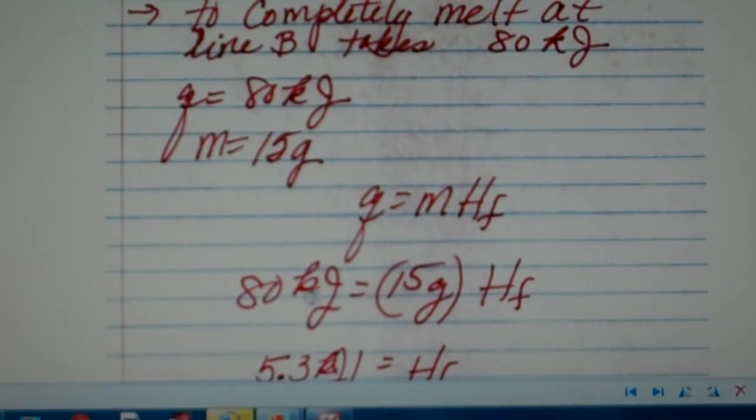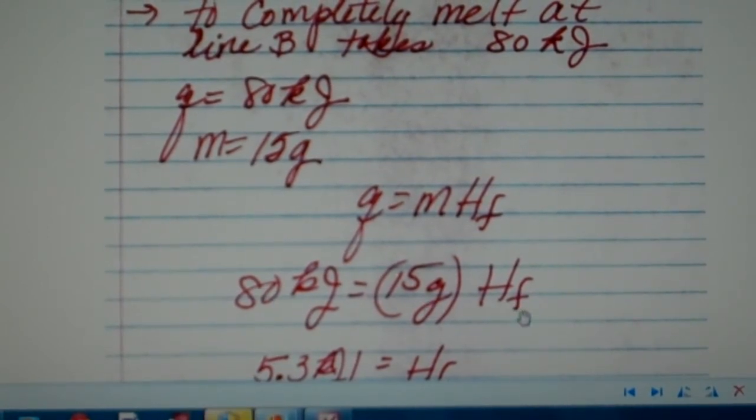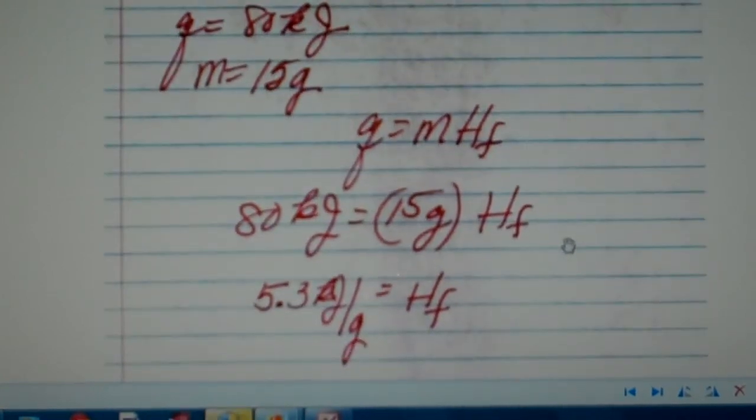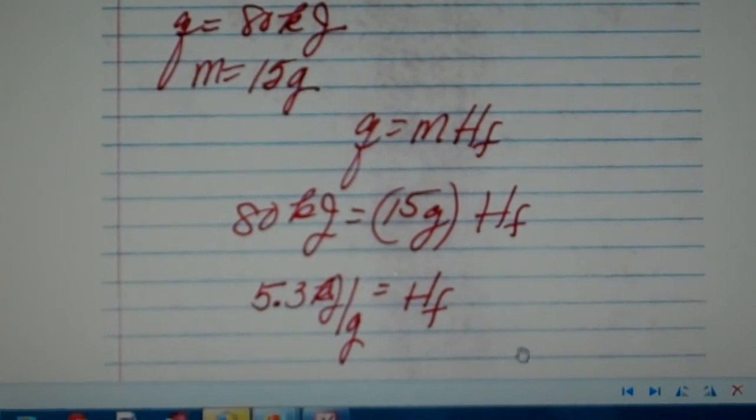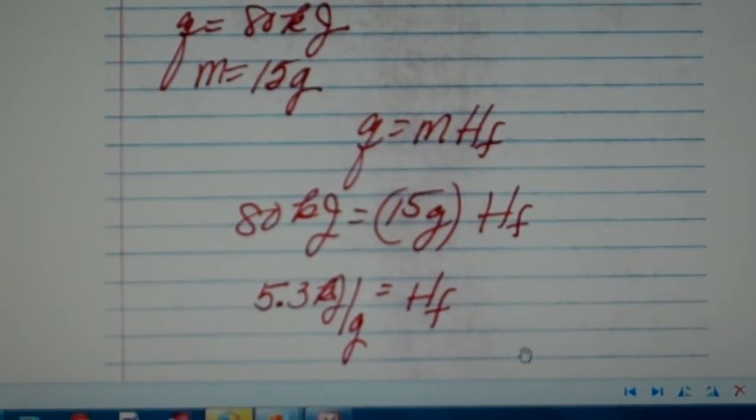Now I have the information I need to find my HF for this substance. I have 80 kilojoules equals 15 grams times HF. Solving for HF, you're going to divide both sides by 15. So it's 5.3 kilojoules per gram. And you can leave the answer in kilojoules. If you want to convert it, you would just multiply by 1,000, and that would give you joules per gram.